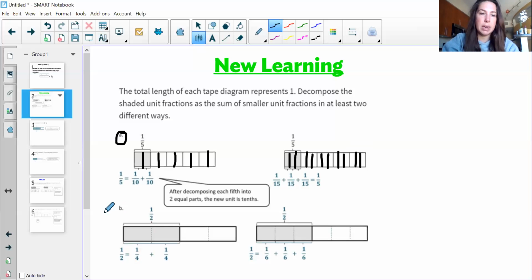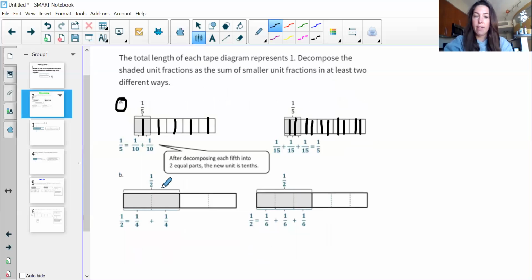So let's try B now. So I start with 1/2, and this is the one that I showed you in the example. So I'm going to decompose 1/2 by splitting it down the middle into 2 equal pieces. So that is 1/2 equals 1/4 plus 1/4. So 1/2 is equal to 2/4.